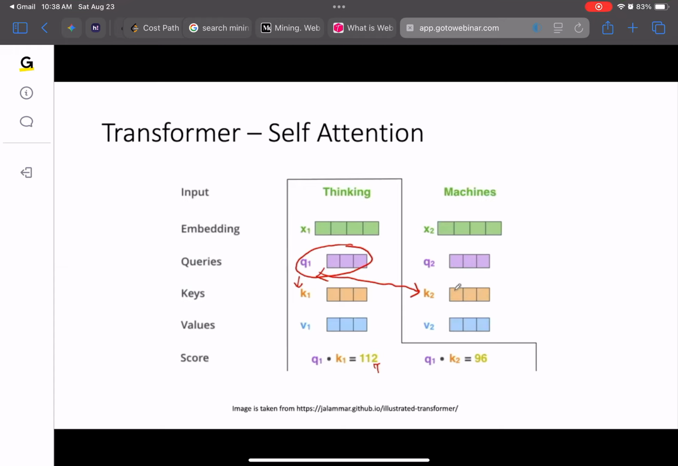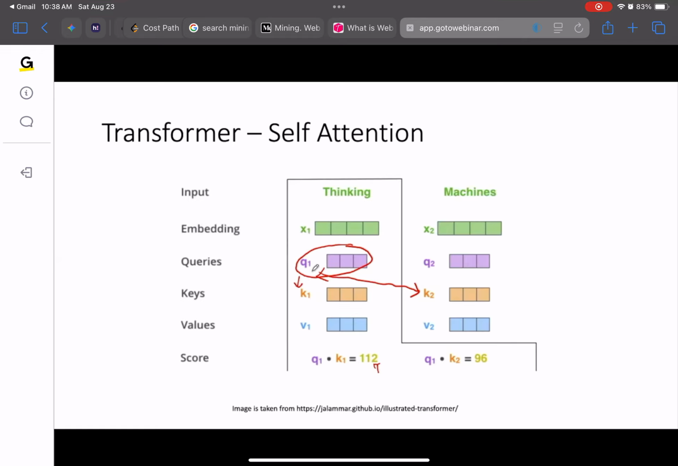Just as we try to retrieve the closest key to our query in a database context, we try to find the closest key vector. The closest key vector is depicted by this dot product. The higher the dot product, the closer the two vectors are. So the relevance of the key vector to the query is represented by the dot product. That's one way in which we can capture the relevance of a key and the query.